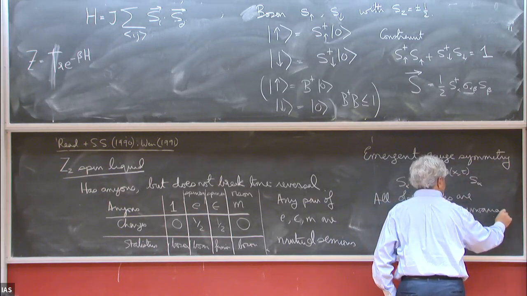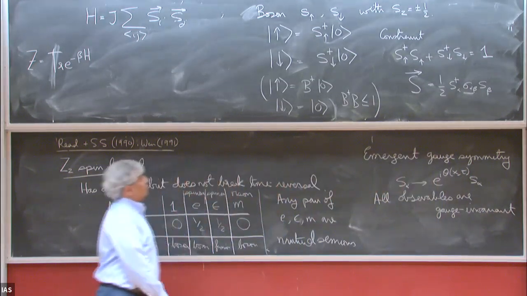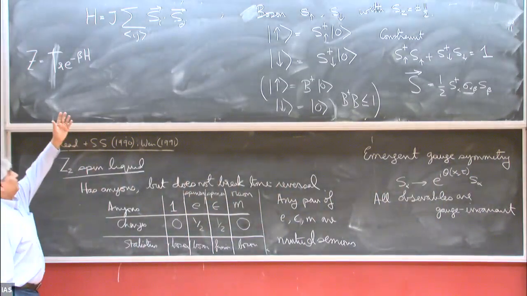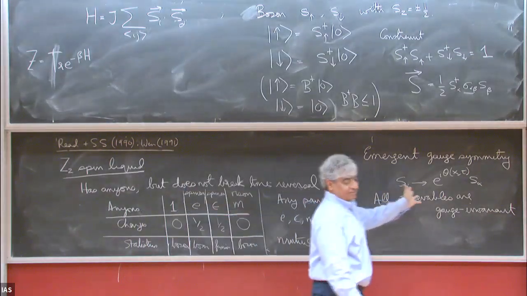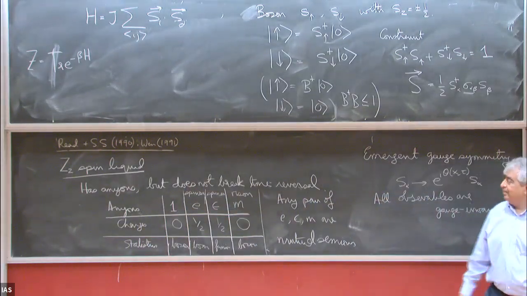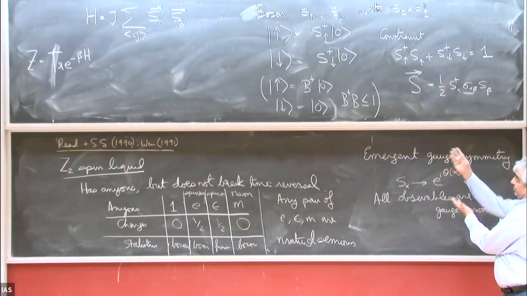This immediately follows from the expressions I've written above. So I have rewritten this innocent looking model of spins as a gauge theory. In this case, it's a U(1) gauge theory. And it's a U(1) gauge theory with some matter fields, which are the S fields.